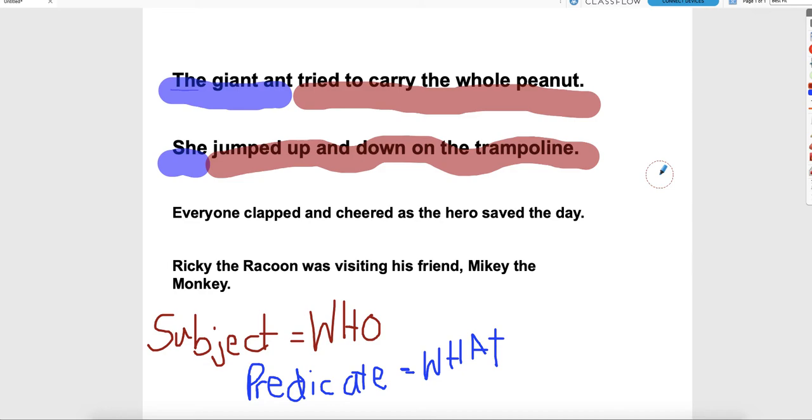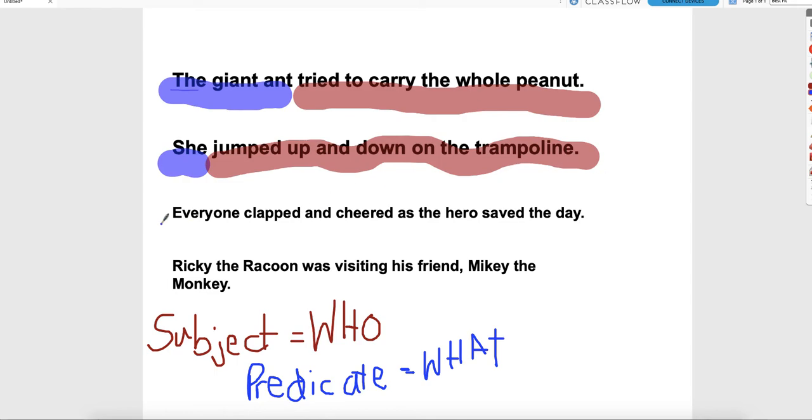All right, everyone clapped and cheered as the hero saved the day. This one is tricky. Who are we talking about in this sentence? Remember, the subject is usually at the very beginning. So, Logan, who are we talking about in the sentence? We're talking about the hero. We're not talking about the hero. That is not the subject of the sentence. The subject of the sentence typically comes at the very beginning. Everyone clapped and cheered as the hero saved the day. So who is the subject in that sentence, Logan?